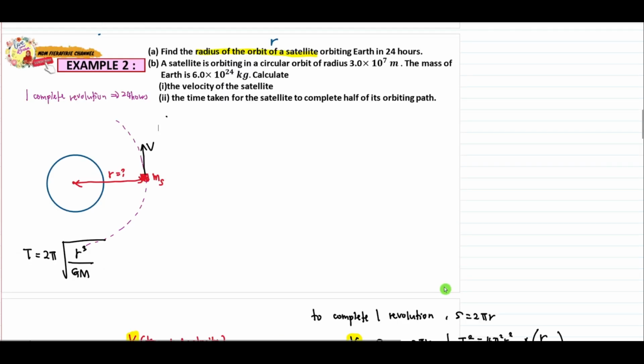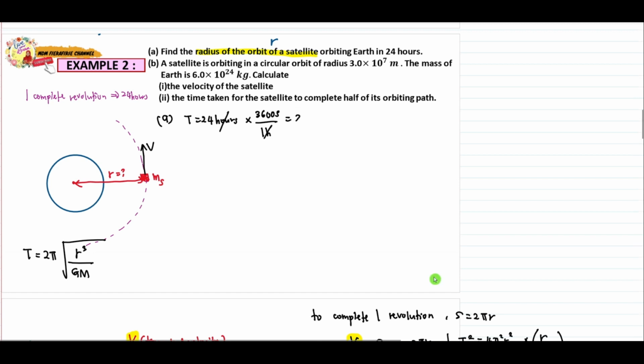So now let's try to answer question A. Given that T is equal to 24 hours, so we need to change to seconds. So 24 hours is equal to, ini boleh kira lah, 24 hours. So 1 hour is equal to 3,600 seconds. Okay, so kira you akan dapat 86.